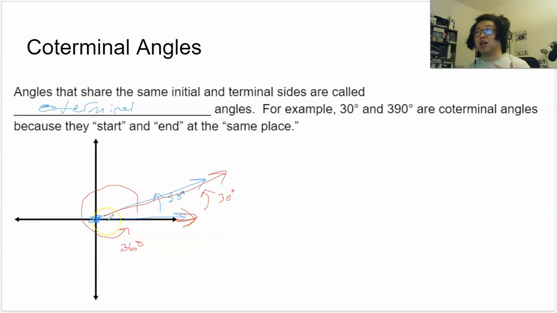So the entire point of coterminal angles is that they look the same. They look the same, but they are different angle measures, just because they have to do a little more rotating to get there. Let's take a look at some examples here.